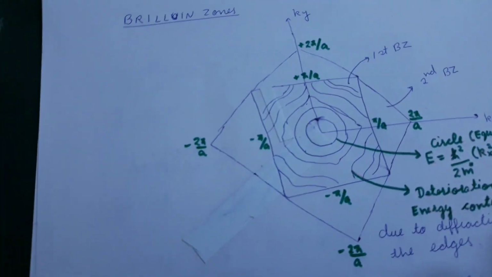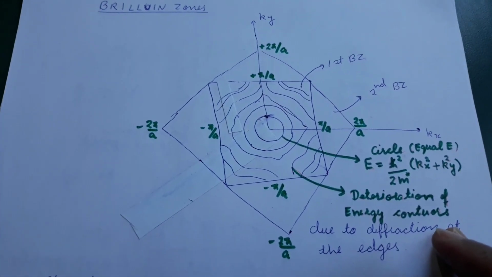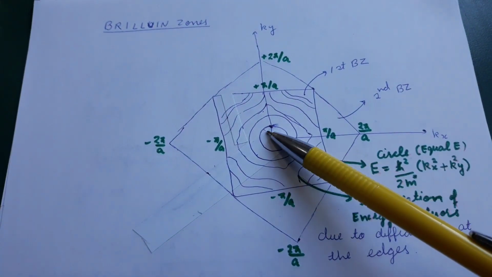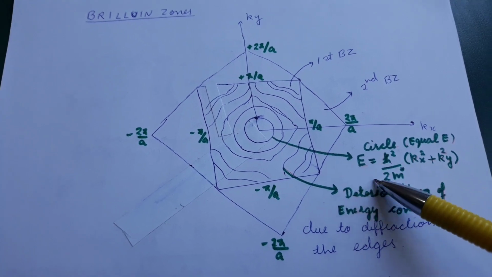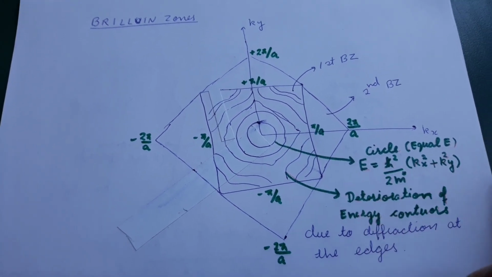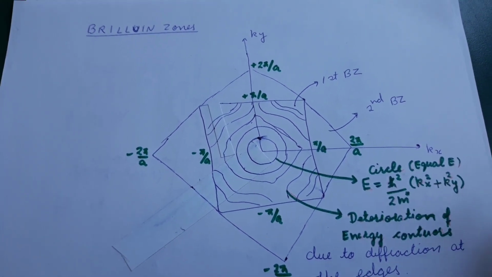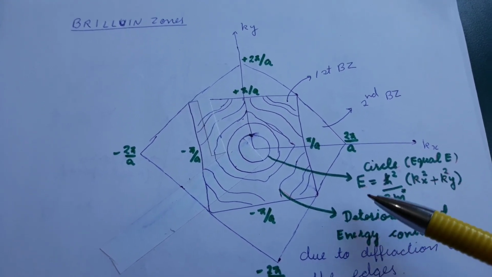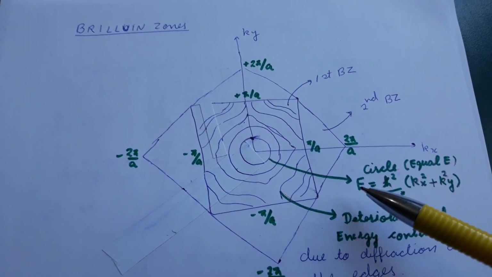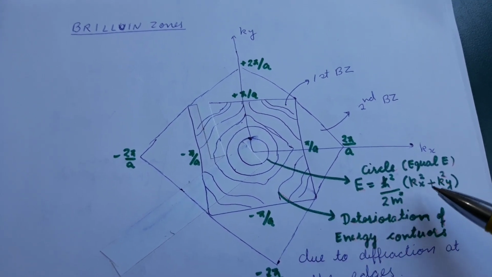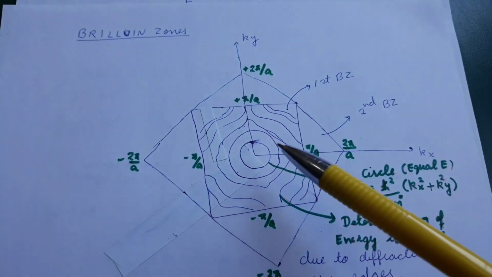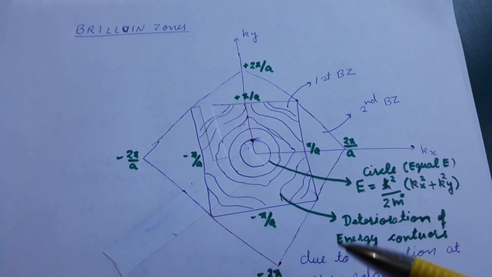So in this first Brillouin zone, we can draw the energy contours like this, because you know that energy is given by h bar square k square upon 2m. So in kx ky space, this will be the equation of a circle, and a circle will give you an equal energy surface. So on that circle, the energy will be constant.